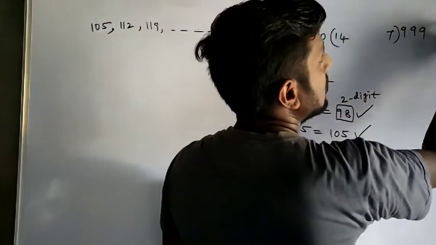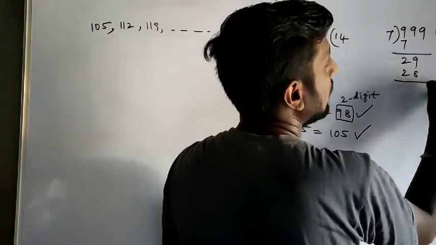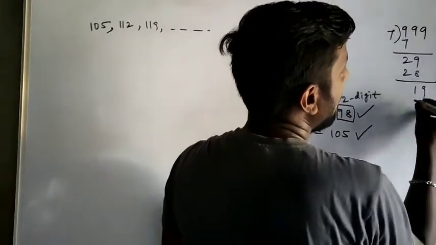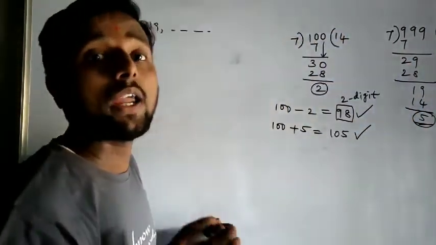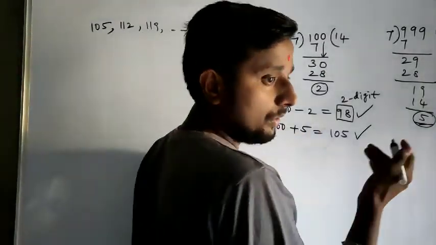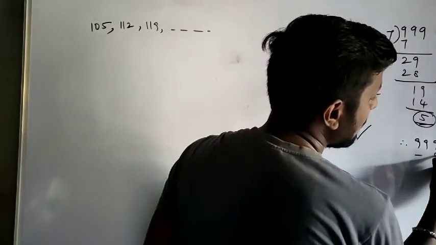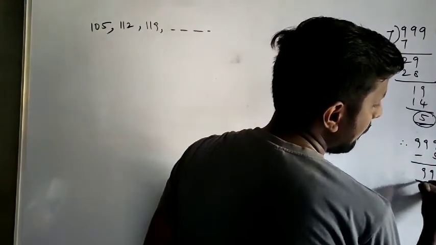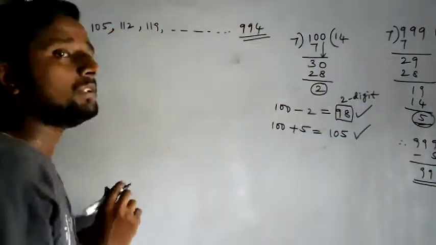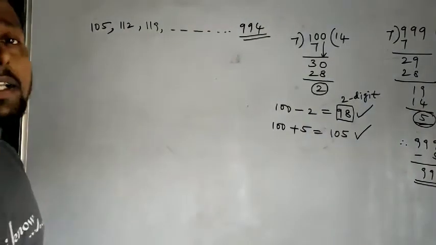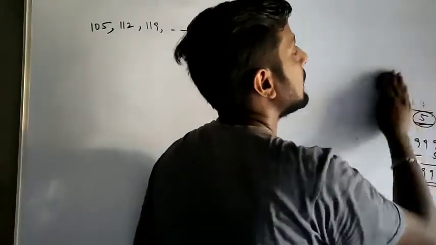Same way, 7 ones are 7, 7 nines are 63, 7 fours are 28, 7 twos are 14, and 5 is left. So from 999, 5 is extra, and we don't want that 5 with the 999. Therefore the divisible number is 999 minus 5, answer 994. So the highest 3-digit number divisible by 7 is 994. Now we got the series, correct?